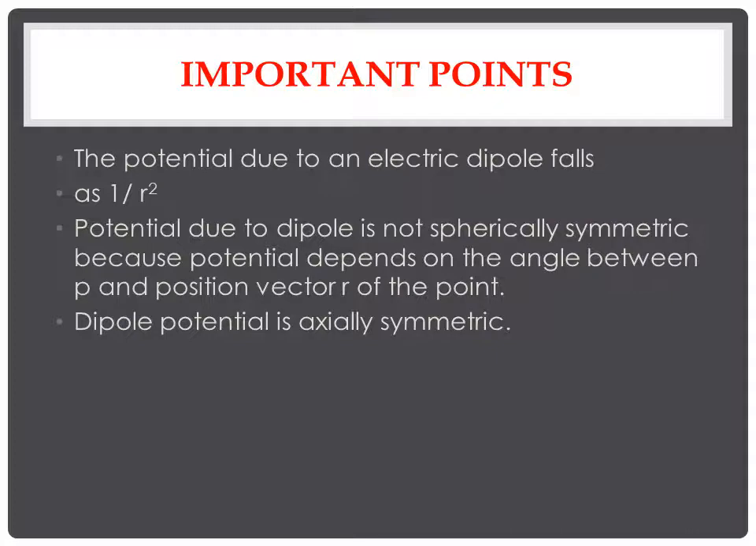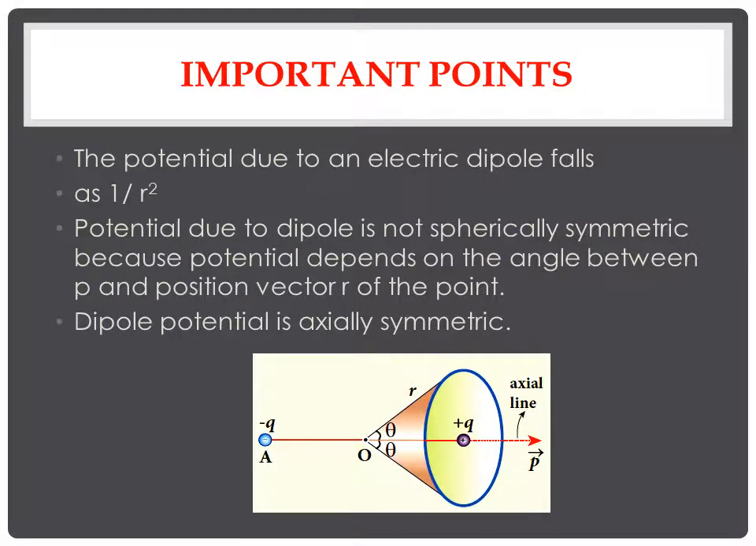The important points to be noted: the potential due to an electric dipole falls as 1 by r squared. Next, the potential due to the dipole is not spherically symmetric because the potential depends on the angle between p and the position vector r of the point. Dipole potential is axially symmetric. Now if you see the diagram, you can understand what it means that the dipole potential is axially symmetric.